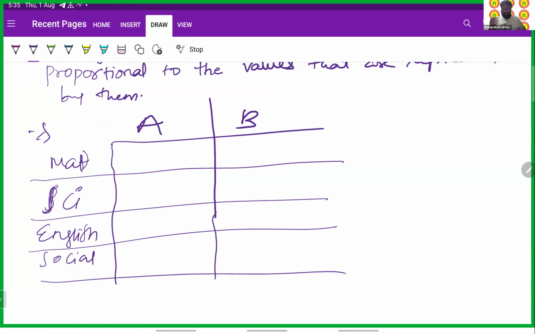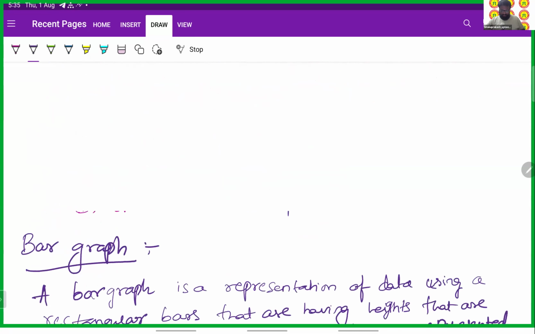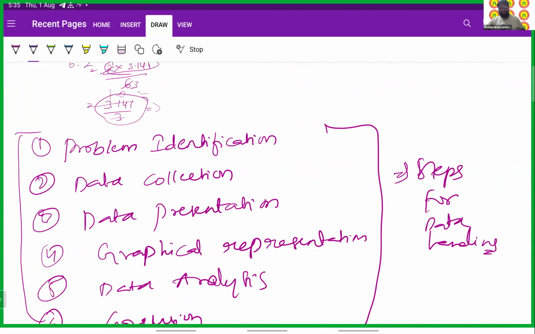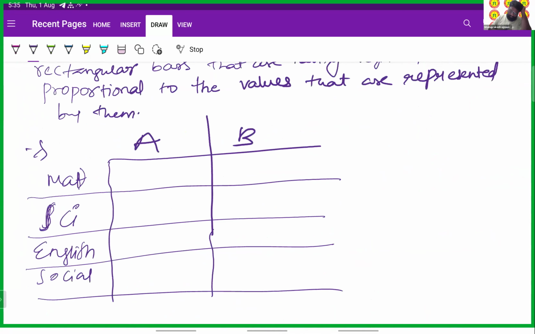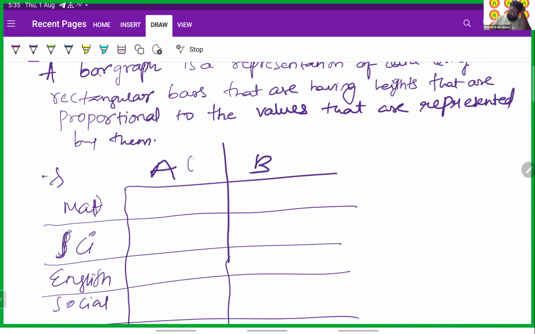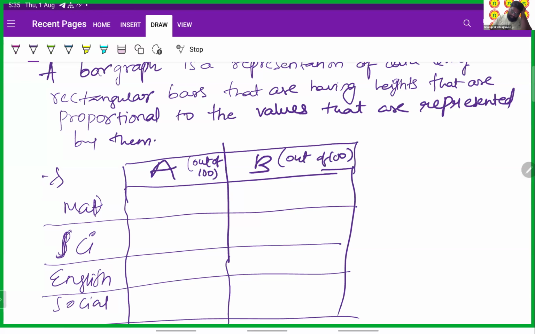So this is the data. First of all, what are the steps to be followed? First, problem identification. What is the problem identification here? We have to draw the graph of a student comparing with topper marks, and that too as a bar graph. Now we are collecting data. Marks out of 100. Now I'm collecting data from the class teacher.